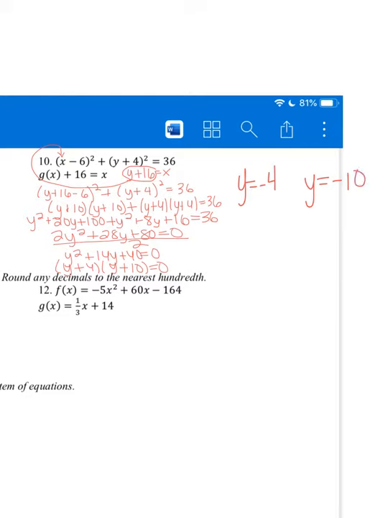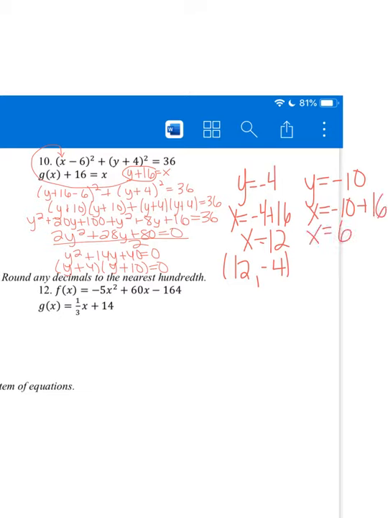I have to find the x's though. X is equal to y plus 16. This gives me 12. When you write the coordinate, make sure it's in the right order. So the x comes first, comma, the y. For the other point, x is equal to y, which is -10, plus 16. -10 plus 16 is 6. So the other coordinate is 6, comma, -10 for number 10.